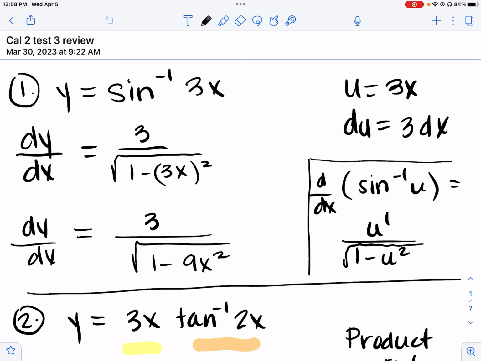Okay, test 3 review. Find the derivative of the inverse sine of 3x. So the rule is you put u prime on top and the square root of 1 minus u squared on bottom, where u is the angle. So u is 3x, du is 3 dx. So dy dx, we can write dy dx and then not have the dx on the top. The derivative of 3x is 3, and u squared would be 3x squared. So that would be 9x squared.